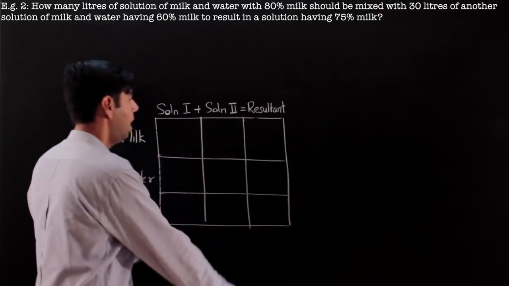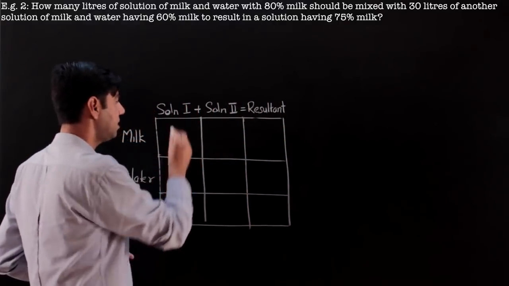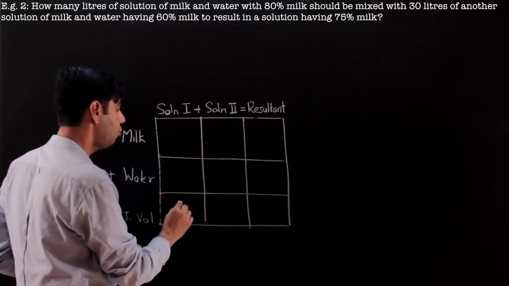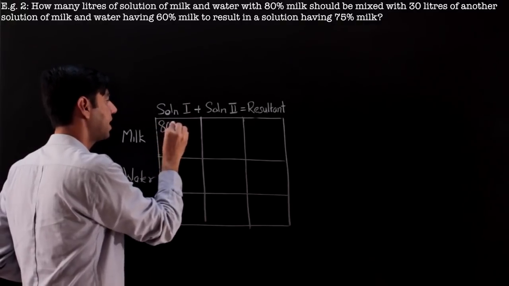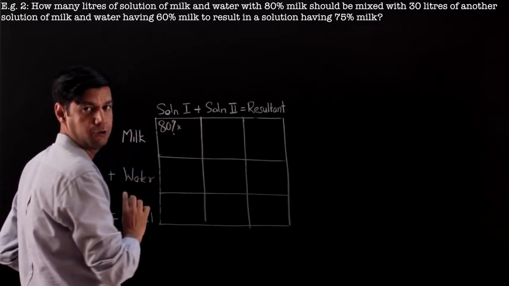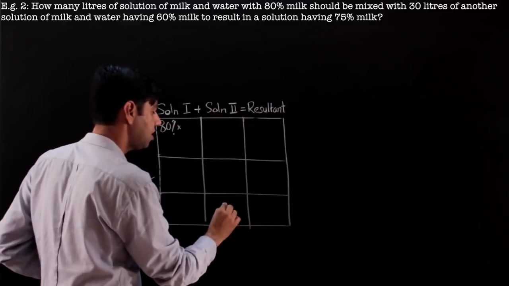So, what is the issue here is the first solution, I do not know how many. I know that it is 80%, but 80% of what I do not know, right? The second solution is known completely.